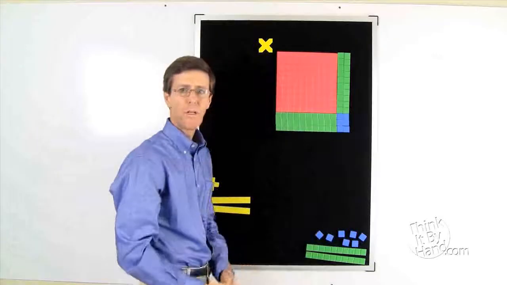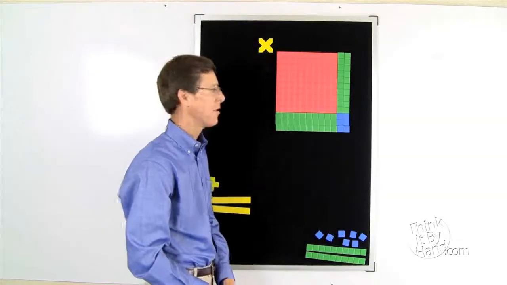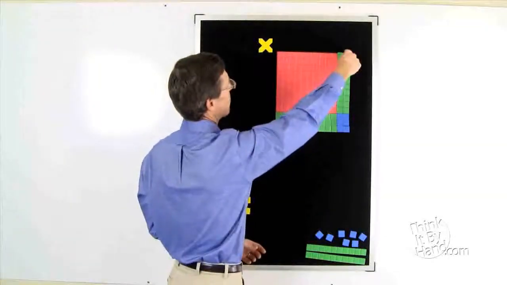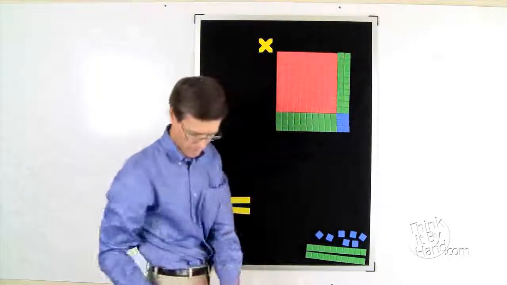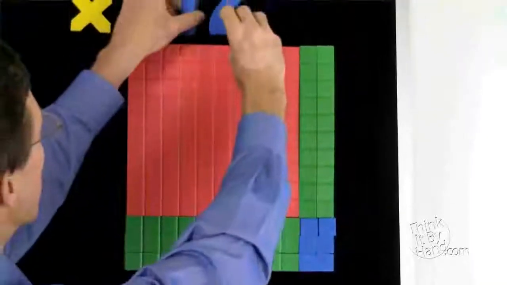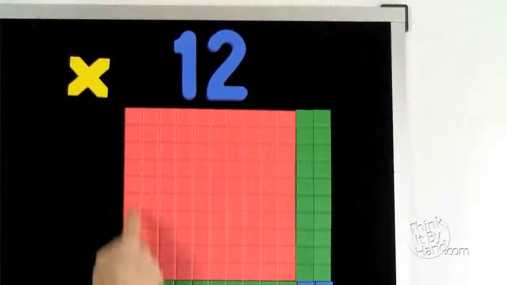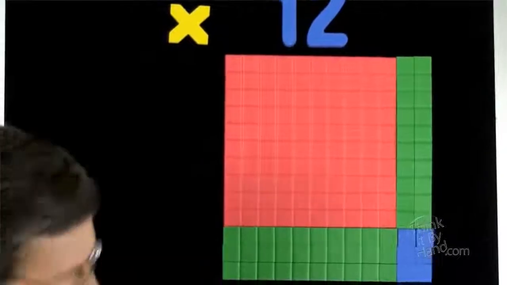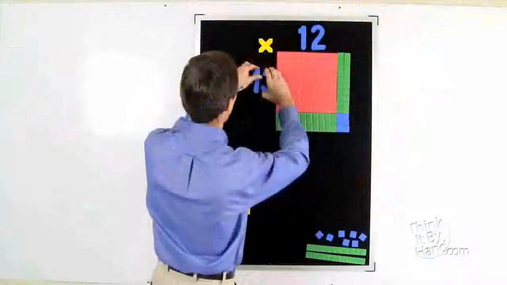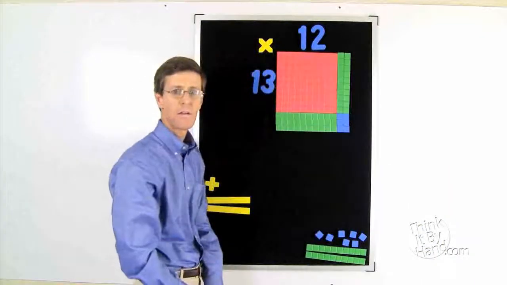Now that we've completed our rectangle, let's take a look at its dimensions. Across the top we have 12. We have 10, 11, 12. And so let's go ahead and put up a 12. From top to bottom we have 10, 11, 12, 13. So let's go ahead and identify that as 13.